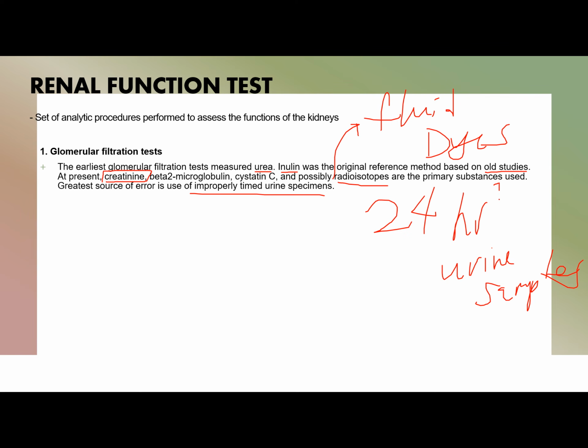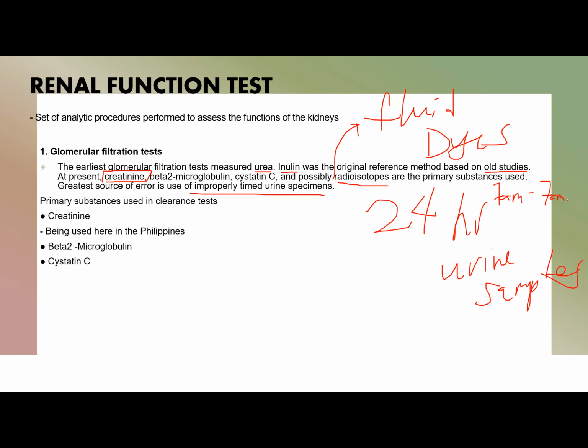So, let's say nag-start ka ng 7 a.m. You have to keep collecting until 7 a.m. the next day. Now, primary substances used in clearance tests, we have your creatinine, which is commonly used here in the Philippines, beta-2 microglobulin, cystatin C, and other radioisotopes.